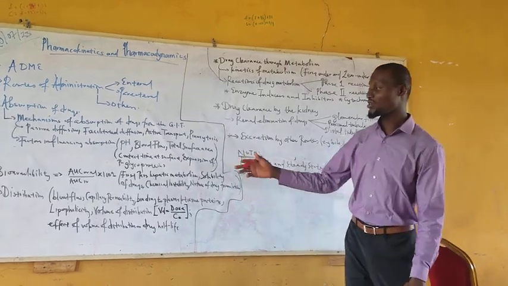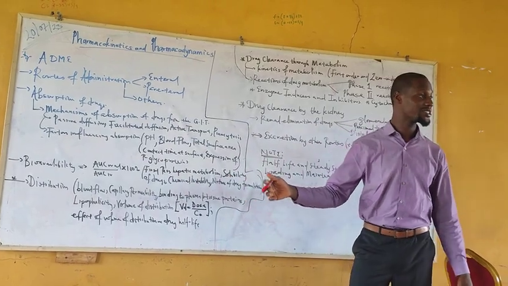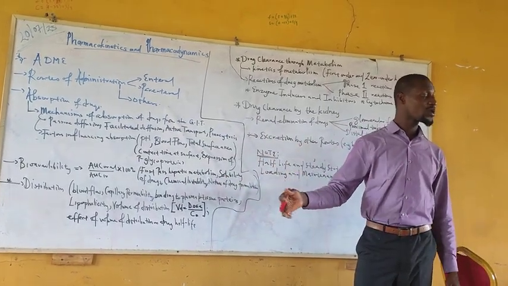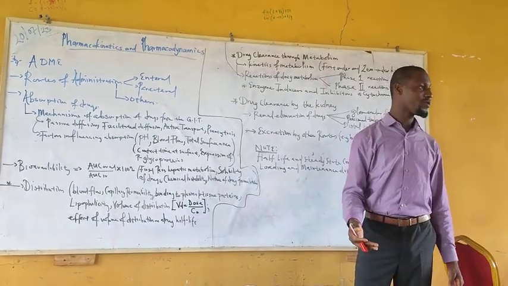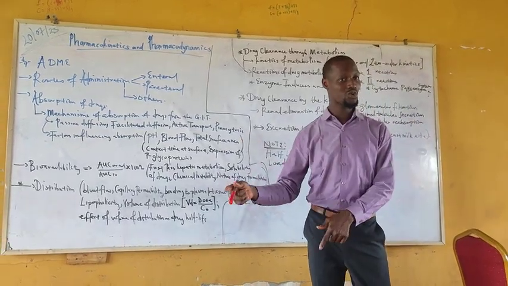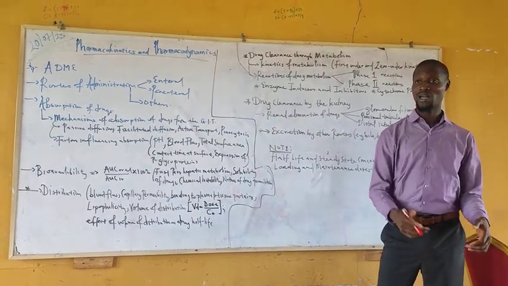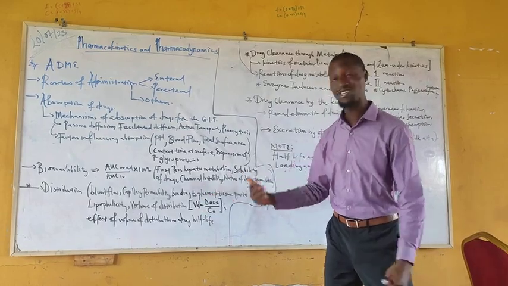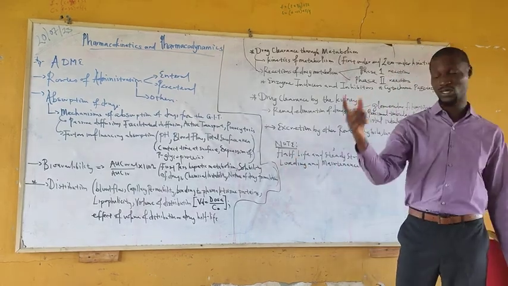So whether you're giving the drug oral or using any of the parenteral means, you need blood flow. So if a muscle has low blood flow, it means that the drug you gave into the muscle will stay longer in that muscle. That is the implication. Because once there is no blood supply to that place, the drug cannot be cleared into the systemic circulation and will not be transported around the body.